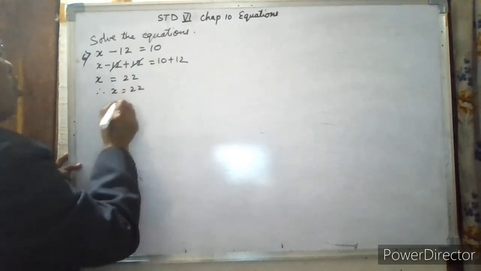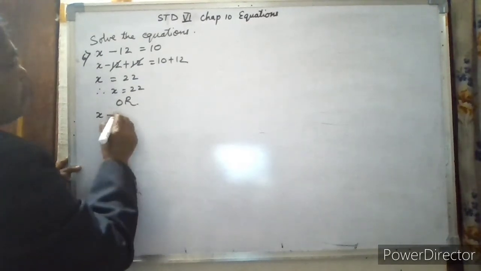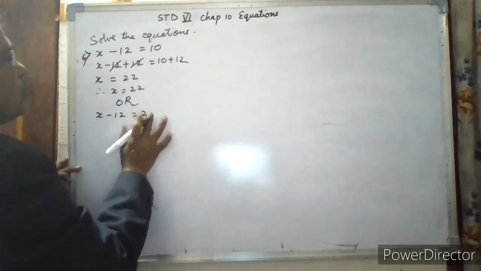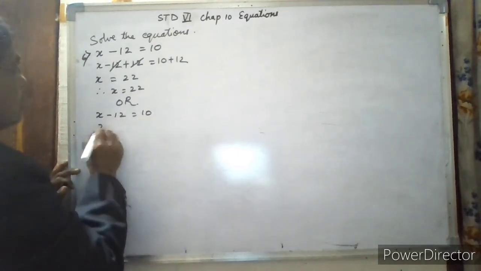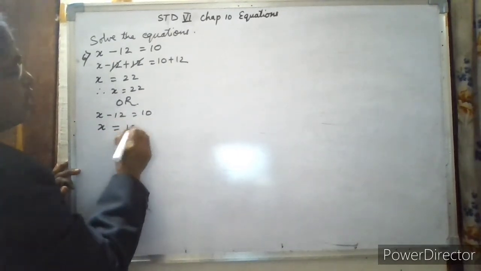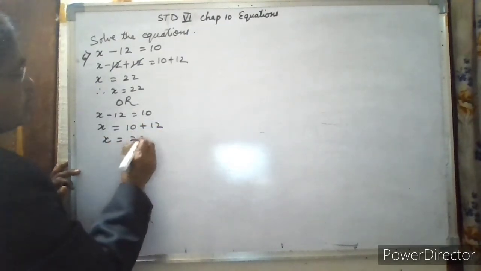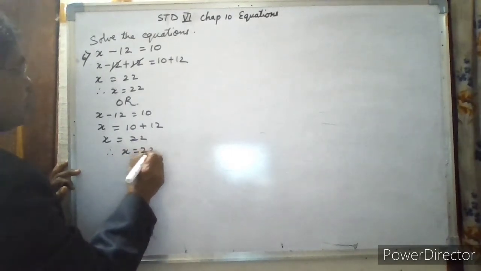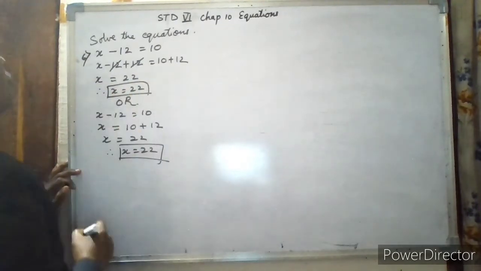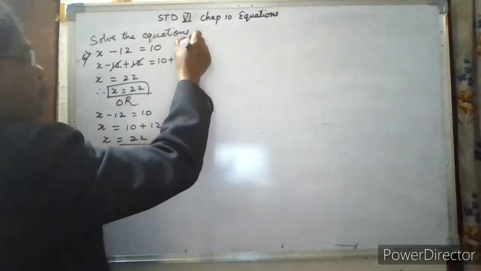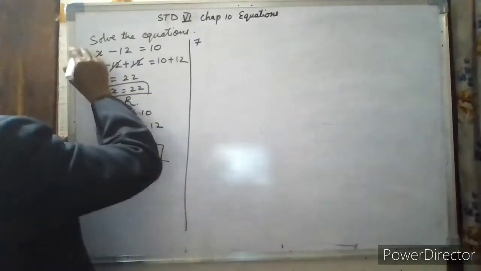Or the second method is x minus 12 equal to 10. That is the equation, that is the question. So transfer minus 12 to the other side. x equal to 10. When I transfer, it will become plus 12. So x is equal to 22. Therefore x is equal to 22. This is the solution of this equation. This is the fifth. Now this is the sixth one.